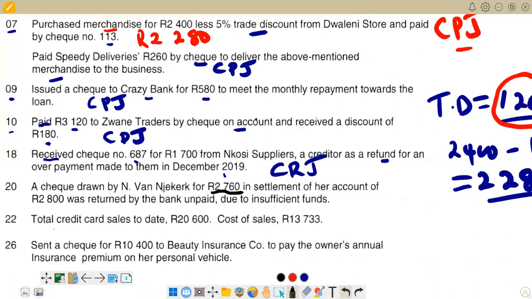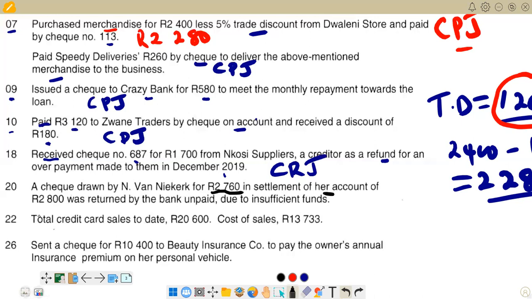And this is on the 20th, and it's going to affect our bank as 2,760. And then Van Niekerk was a debtor, because this person is paying an account, which means this person was a debtor. So it's also going to affect our debtors control. So we're going to put it again in the column for debtors control. So debtors control and bank are the two accounts that are going to be affected there, and we have columns for that. So this is what we have.